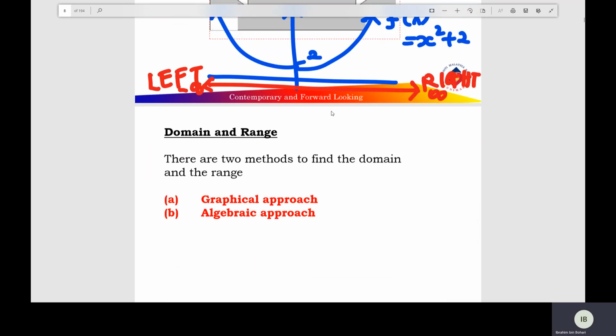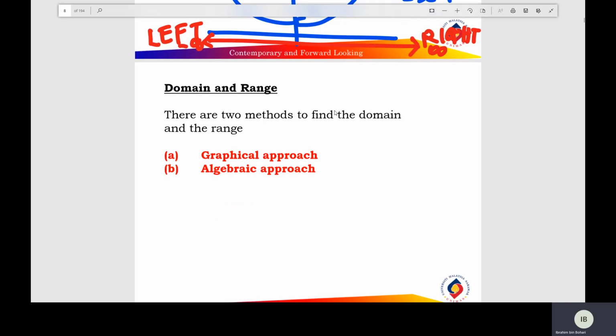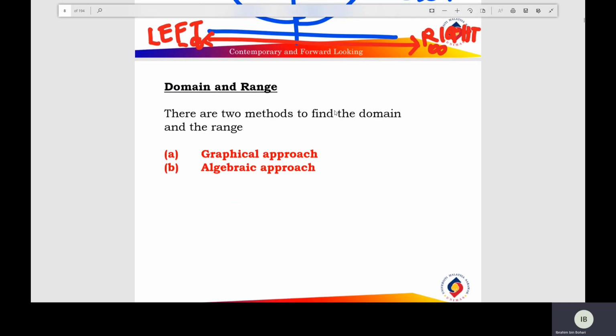Here are two methods to find the domain and the range of the function. The first method is the graphical method, and the second method is the algebraic approach. For the graphical method, first you find the y-intercept and x-intercept of the function, and then you plot all the points and sketch the graph of the function, and then you find the domain and the range of the function.